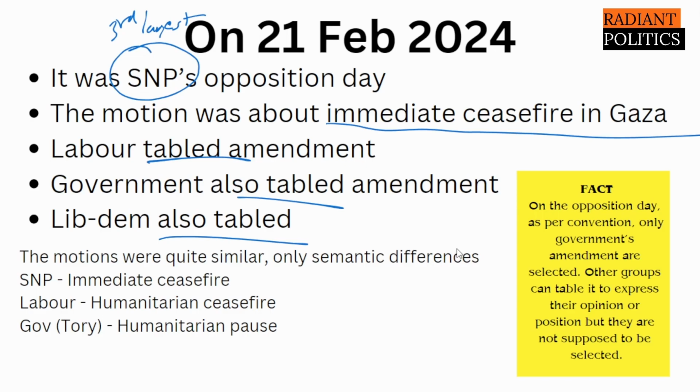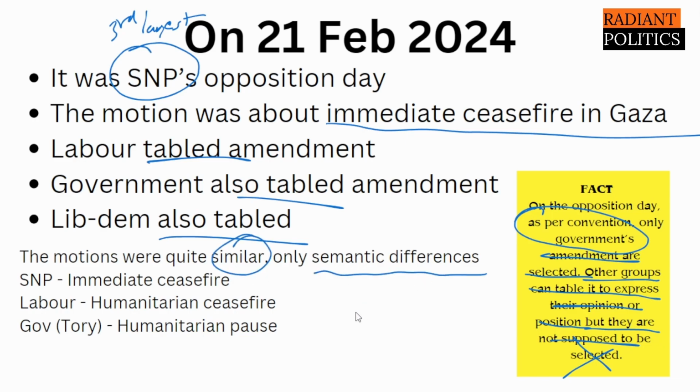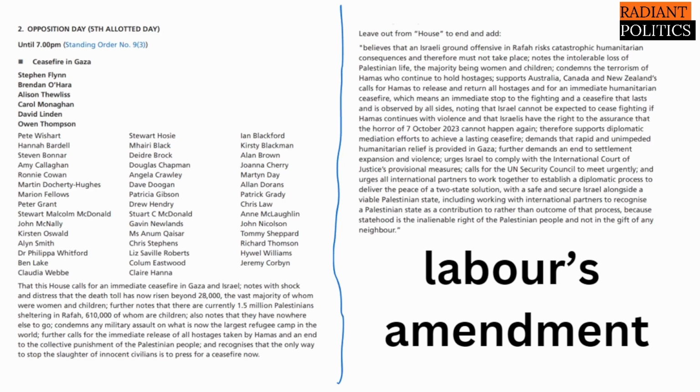But if you remember, on the opposition day, as per convention, only the government's amendment is selected. Other groups can table amendments to express their opinion or position, but they are not supposed to be selected. The motions were quite similar, with only semantic differences. SNP, immediate ceasefire. Labour, humanitarian ceasefire. Government, Tory, humanitarian pause. And if you are interested in the motion and amendments, I will show them to you here. But we are not going to discuss them in detail.